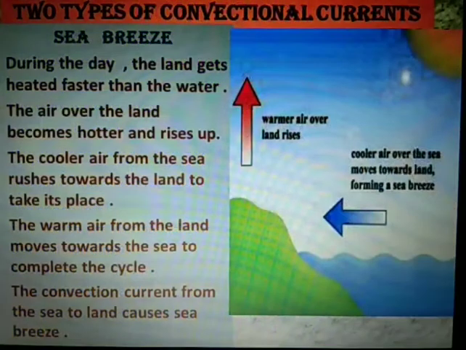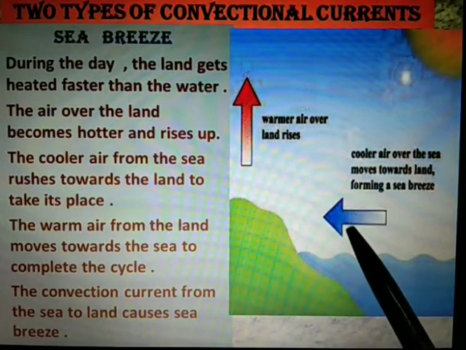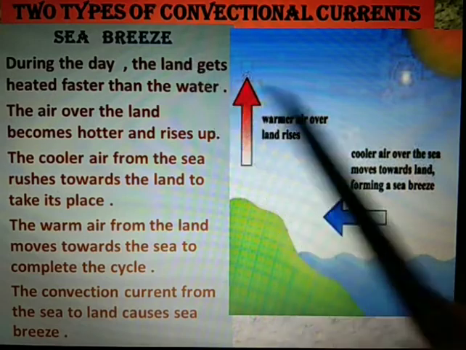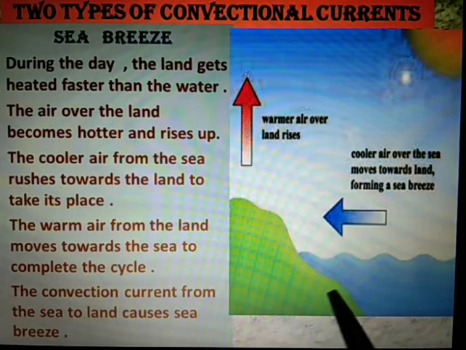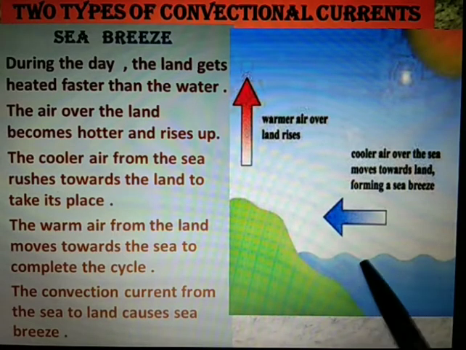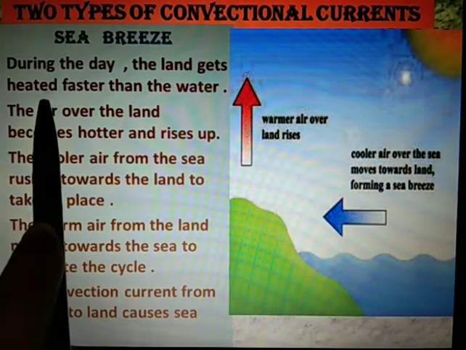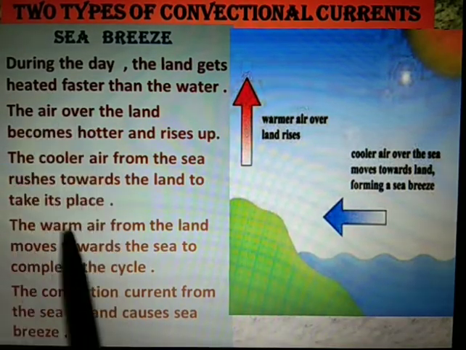Clear? Next, two types of convectional currents. We have two types of convectional currents like sea breeze and land breeze. These are basically formed in coastal areas. This you know that these are the phenomenon of coastal areas. Now sea breeze is formed during the day. What will happen during the day?